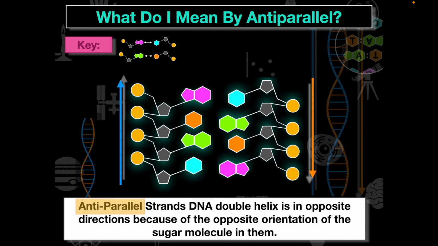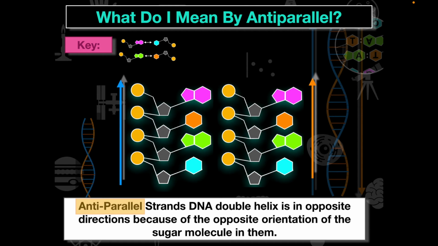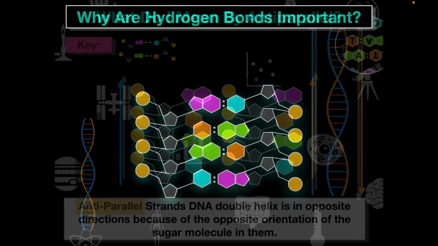If we rotate that diagram 180 degrees, flip it around, we can see that we have blue, green, orange, pink if we're starting from the top down to the bottom. If we were to rotate this, we would see that they're the exact same strands, but the orientation is flipped 180 degrees. This is what I mean by anti-parallel.